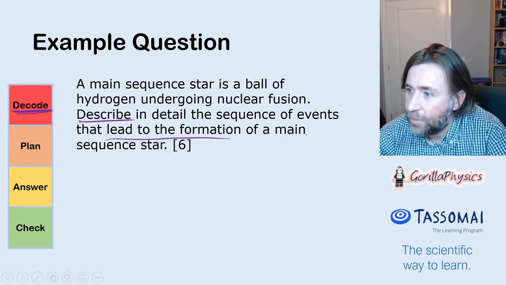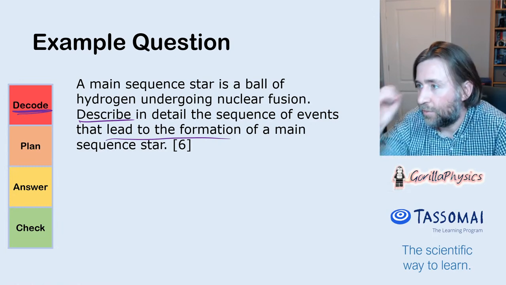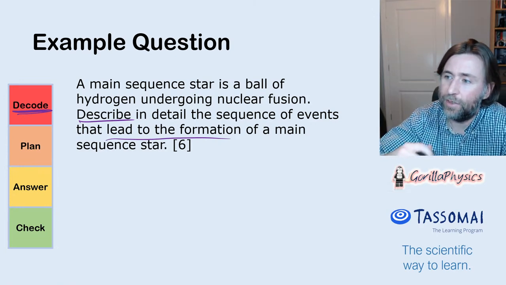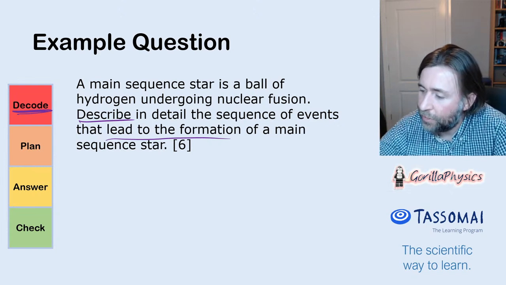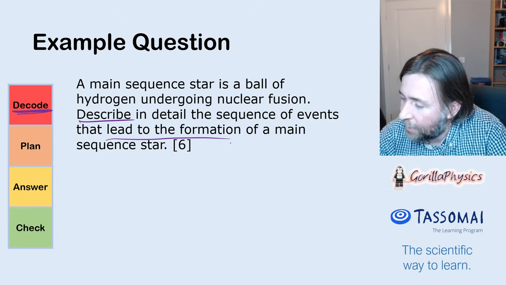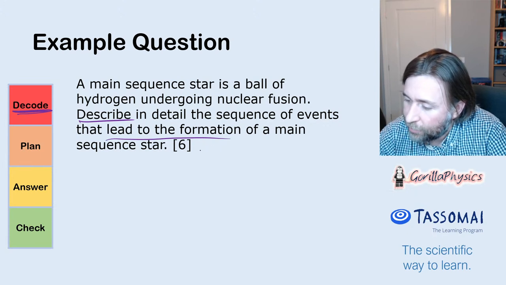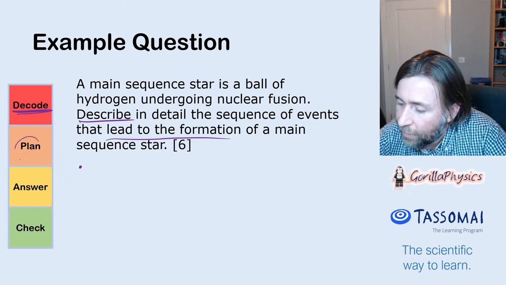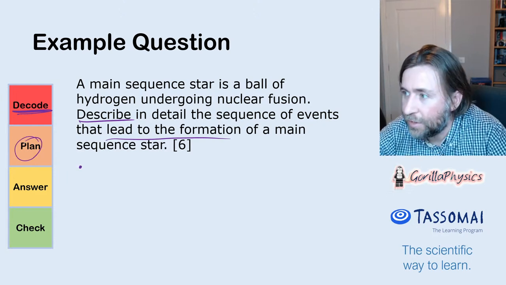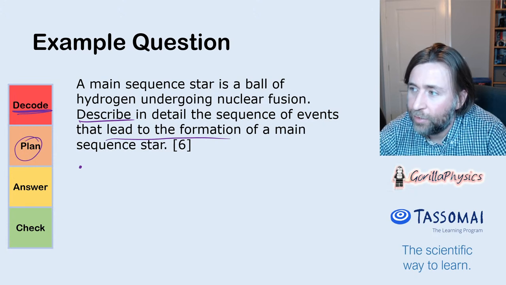Six marks. So I've got to describe it. I don't have to say why it is or anything like that, but I just have to say what the steps are and the correct sequence of events. So I need to get in here not just the names of it, but I've got to give the details as well. So actually, when I'm planning, I could think to myself, right, I'm just going to write a list of the things in my little plan, and then I'm going to build them out into paragraphs.